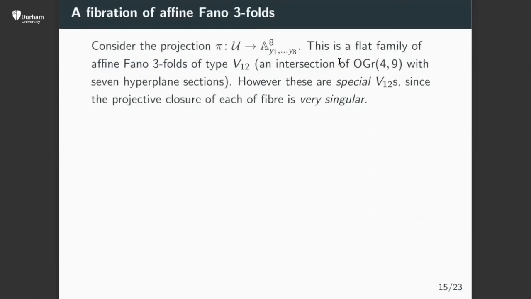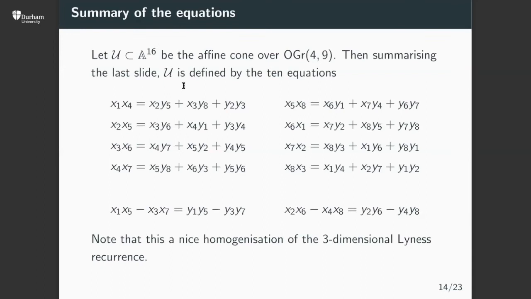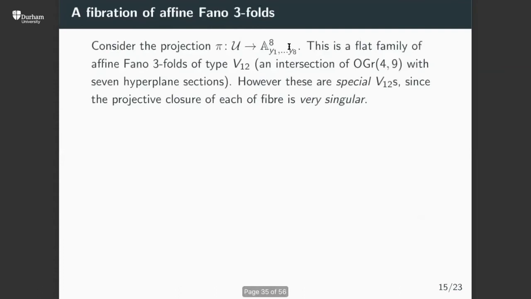And so I have this variety that's defined in terms of these 16 variables, and if I project to the 8-dimensional plane that's spanned by the yi's like I did before, then I get a flat family of affine Fano 3-folds. So the general fiber here is an affine Fano 3-fold, and it's a Fano 3-fold that's known classically. It's called the V12, and this V12 is exactly defined to be the intersection of the Grassmannian OGr(5,10) with a hyperplane section of codimension 5. Sorry, so dimension 7.